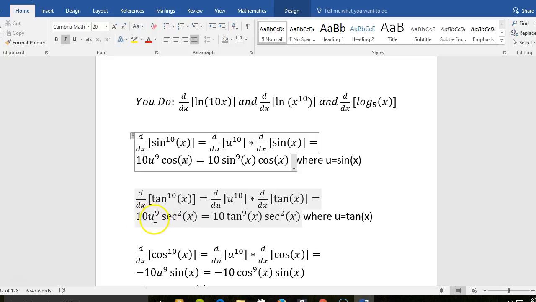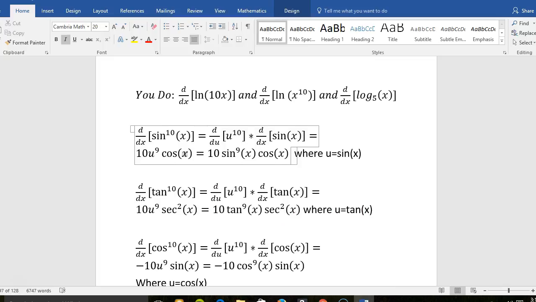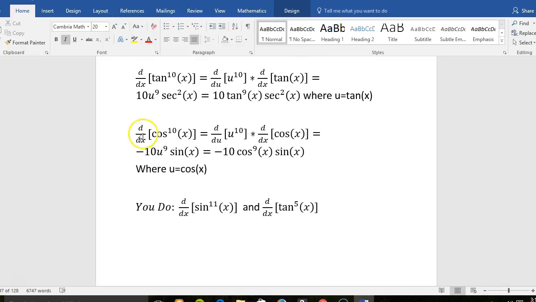So we got 10 u to the 9th times the secant squared of x. You remember u is the tan, so it's 10 tan 9 of x, secant squared of x. And we're just going through the motions of the chain rule. That's all we're doing. And if you do cosine, you just got to watch out for the negatives.